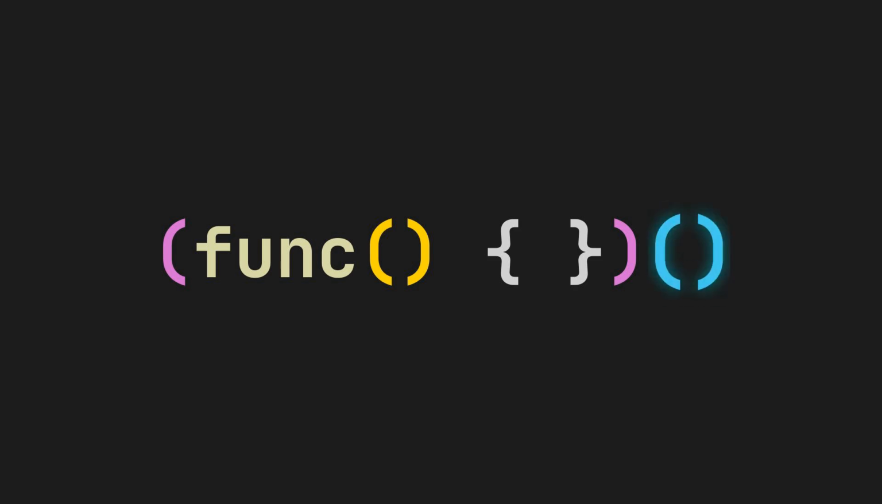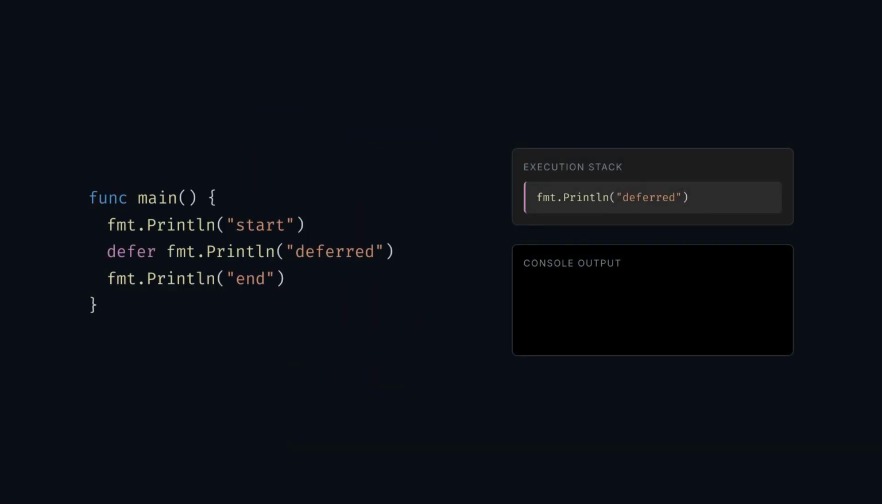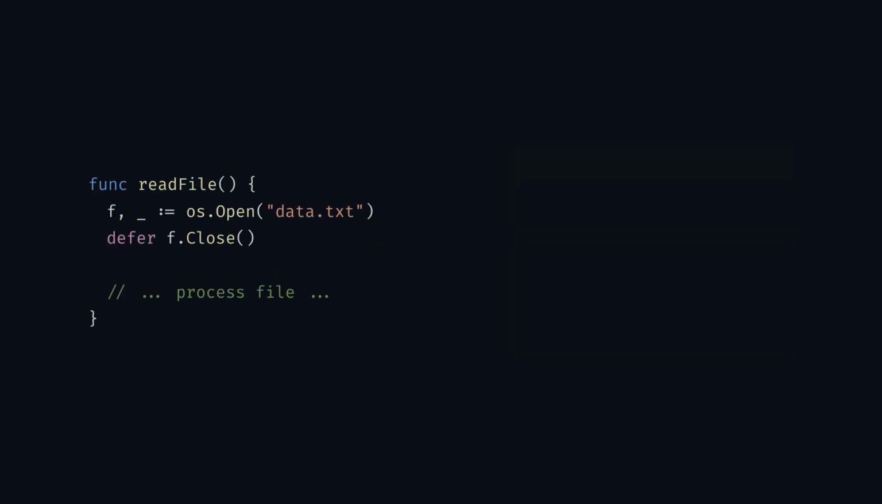Finally, Go provides the defer keyword. It delays execution of a statement until the function finishes. This is perfect for cleanup tasks like closing files or releasing resources. And now, you understand how functions work in Go, one of the most powerful tools in the language.